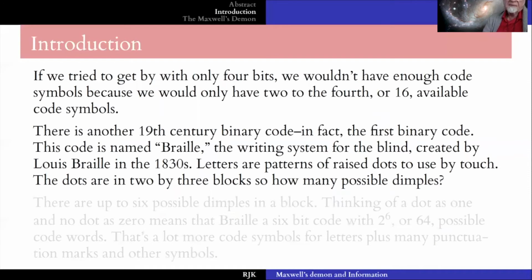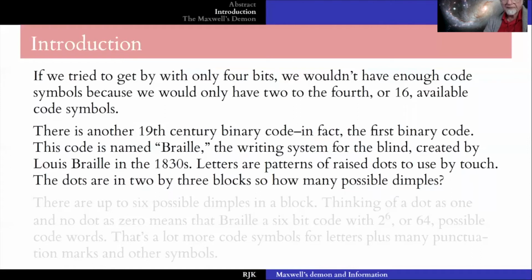Okay, as I said, if we got through with 4 bits, we'd only have 16. That's not enough. And if we had 7, we'd have 128. There'd be a tremendous amount of waste. There was another 19th century binary code.